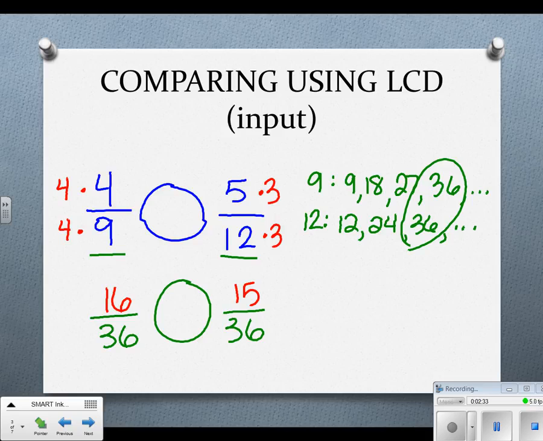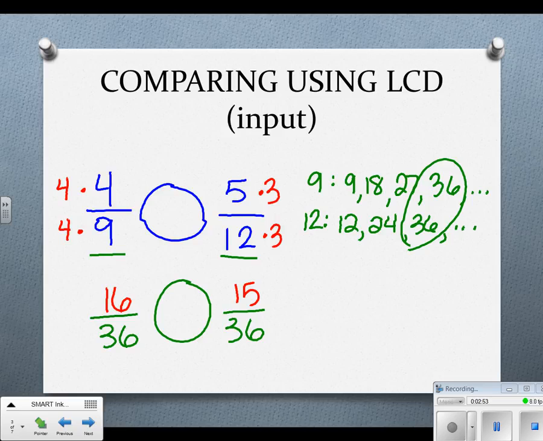So when we have that common denominator, we have a common whole that we're working with. So if someone had 16 out of 36, let's say pieces of candy, and someone else had 15 out of 36, who had more? The person with the 16 out of 36.